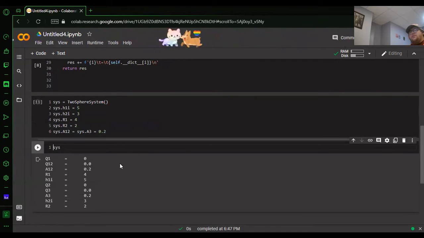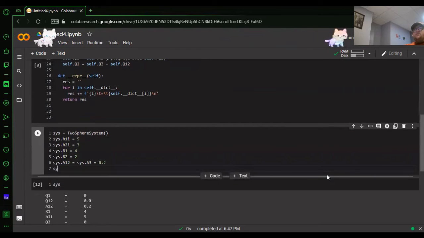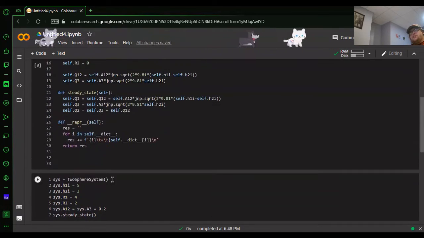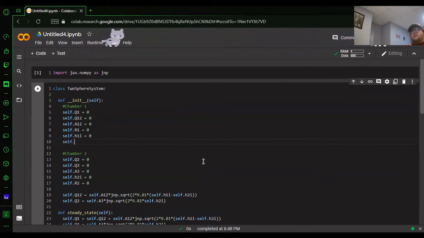If we do that and look at our thing again, you'll notice our values update a little bit. We got 0.2 in A12, 4 in R1, 5 in H1I, just as it should. And now if I run the steady state method, fingers crossed, this will get our system to steady state. As you can see, we have 1.25, 1.25, and so on. Now to make it even clearer, I'm going to add the change in volumes for each chamber.